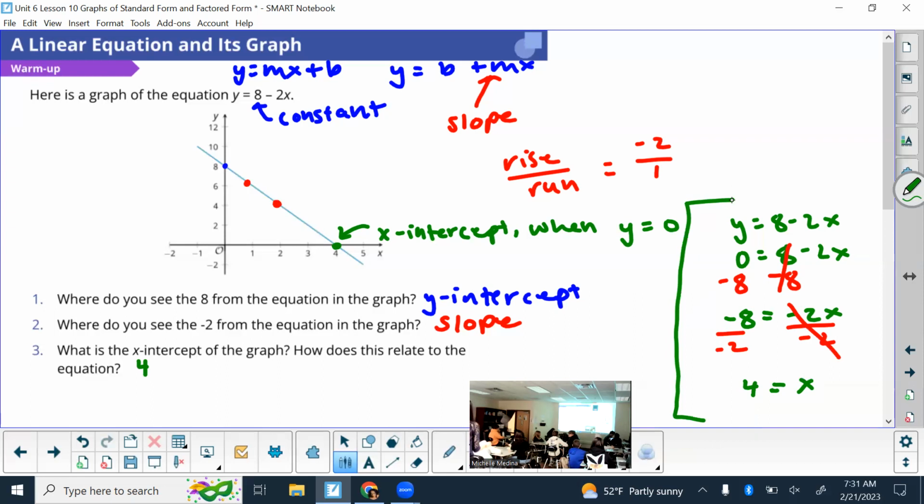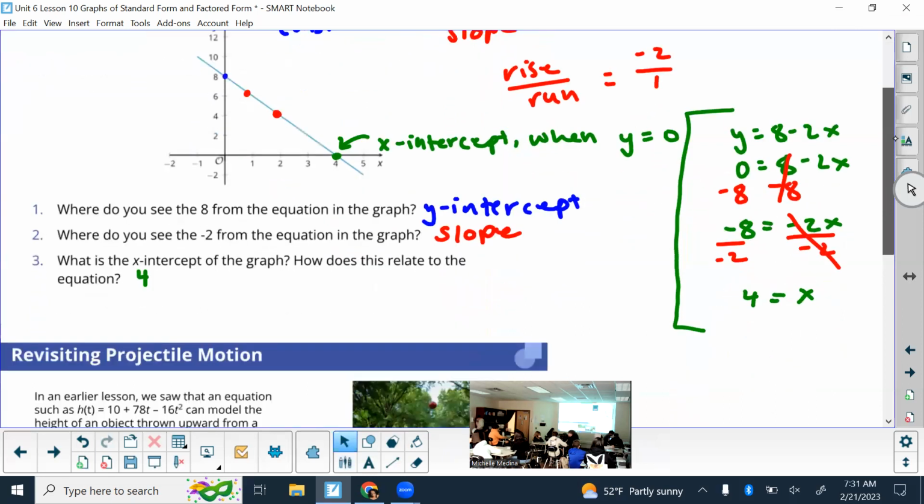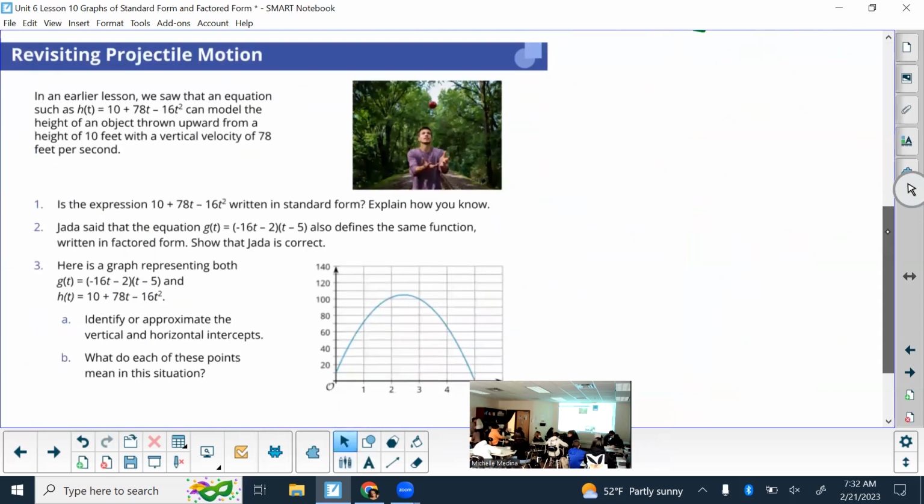And that's true for any type of function, not just linear. You could plug in zeros for either the x or the y and basically solve for the other, and that's one of your intercepts. All right, so good warm up, scrolling down. So this says revisiting projectile motion. Period 1, you guys will have that lesson Thursday, but it's really easy actually.